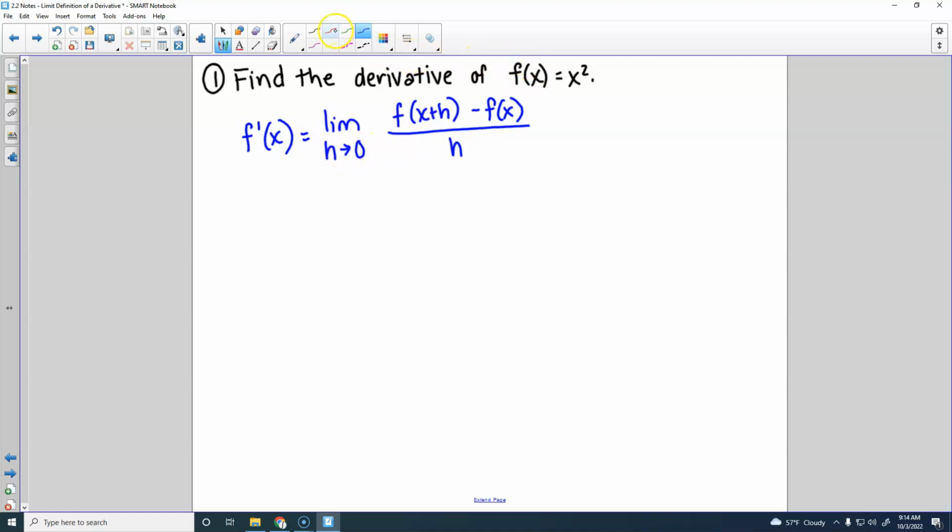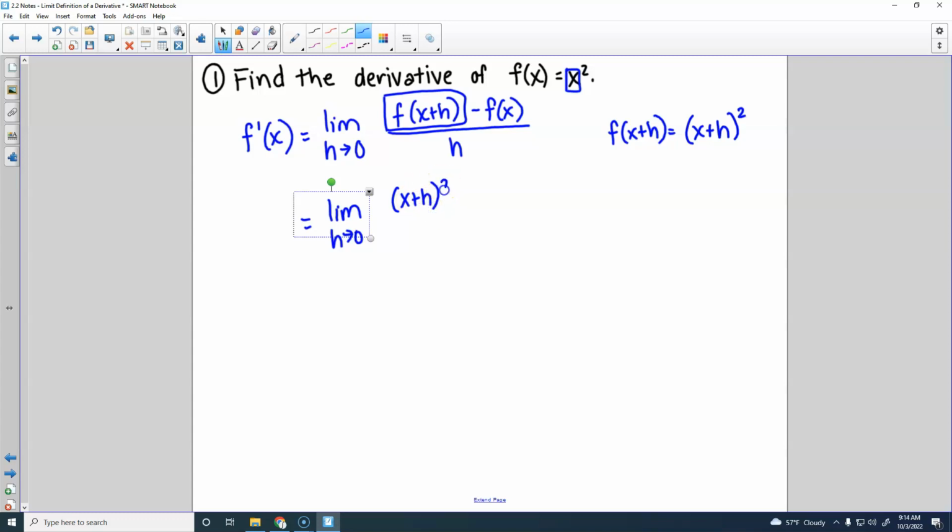So we have to first find f of x plus h, right here. Whenever we see f of x plus h, that means to plug x plus h into the f function, where the x is at. So for this one, it would look like this, x plus h squared. We're plugging x plus h in for the x in the f function. So we are going to have the limit as h approaches 0 of x plus h squared minus f of x. What is f of x? It is x squared, so we put x squared here. The bottom is just the h.